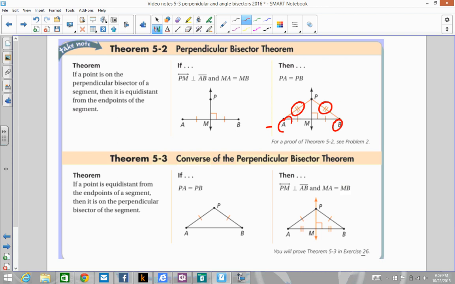Now the converse says that if you have a point that is equidistant from the endpoints of a segment, then that point, point P, has to be located on the perpendicular bisector.